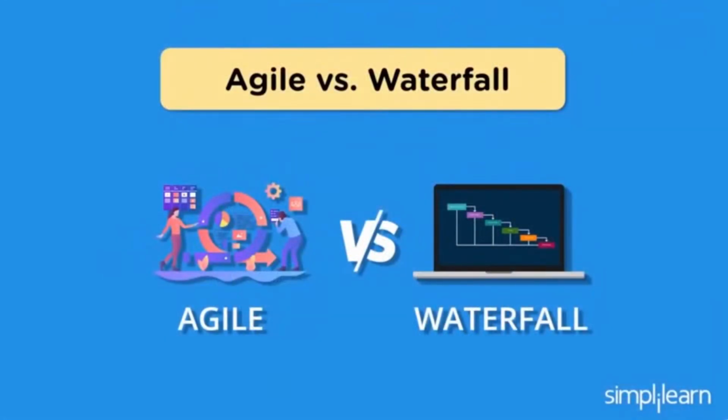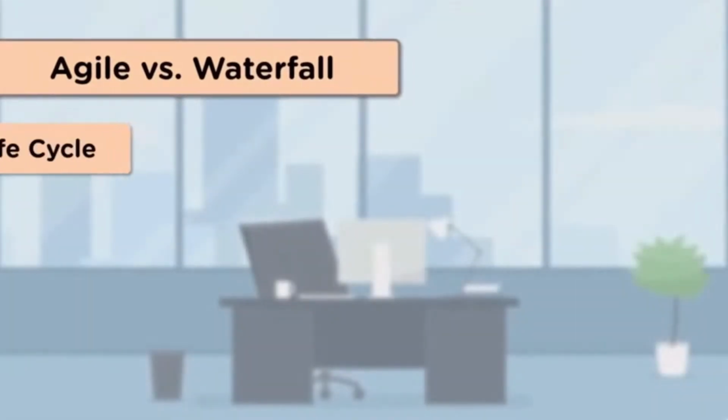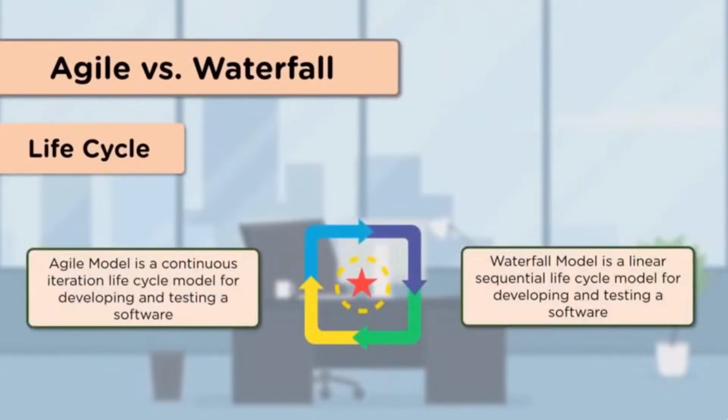Now, when we know the basics of the two SDLC models and their life cycle phases, we shall differentiate between the waterfall model and agile model depending on different aspects in software development. The first aspect we will see here is the life cycle. In the case of agile methodology, the life cycle of the model is in a continuous iterative format. This helps in developing and testing a project in several iterations. Whereas, in the case of waterfall methodology, the life cycle is in a linear sequential format where the development steps are followed in the form of a top-down approach.